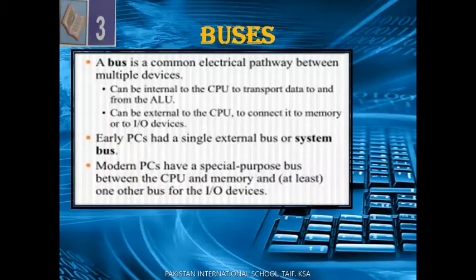A bus is a common electrical pathway between multiple devices. It can be internal to the CPU, to transport data to and from the ALU, or external to the CPU, to connect it to the main memory or to IO devices. Early PCs had a single external bus or system bus, but in modern PCs we have special purpose buses between the CPU and the memory, and at least one other bus for the IO devices.